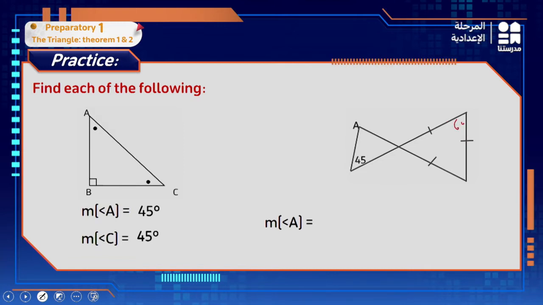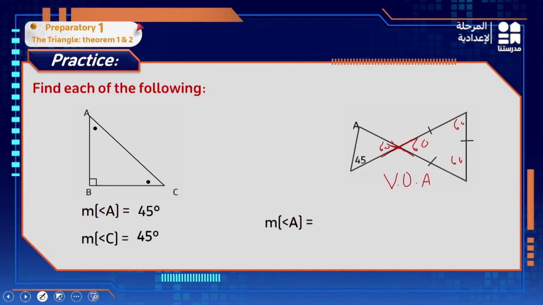Here 60, and here too. Each one is 60. Okay, by letter X, vertically opposite angles. This one is 60 degrees. How do we know? Do you see letter X?